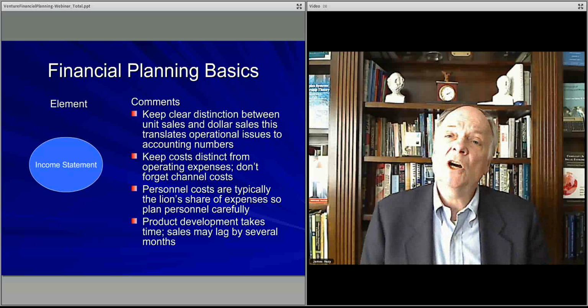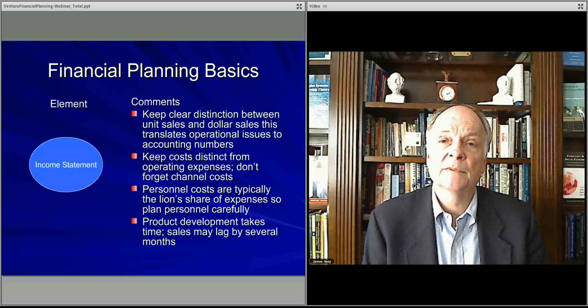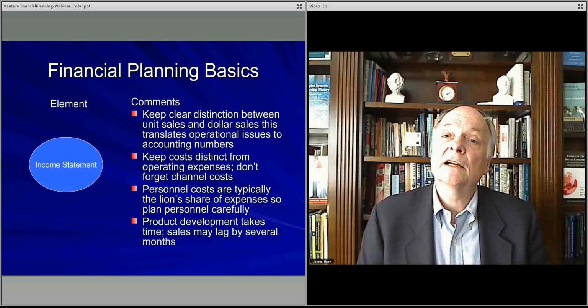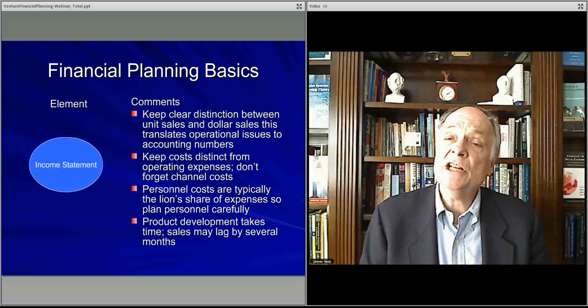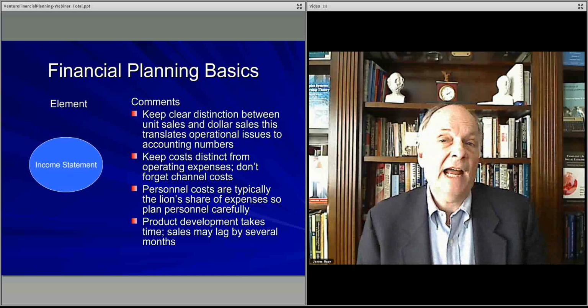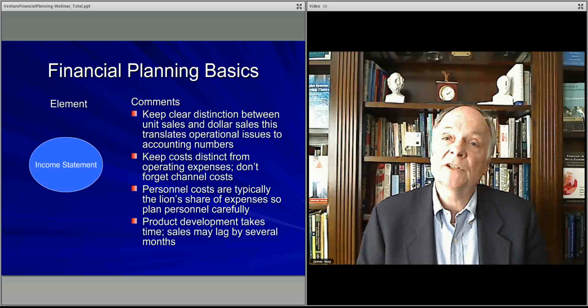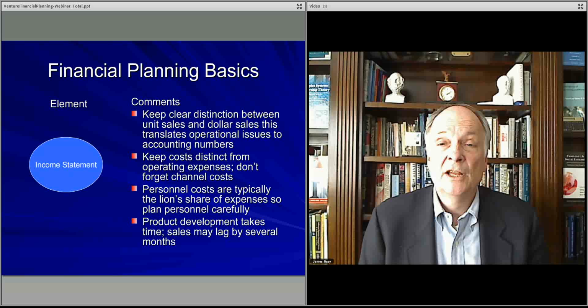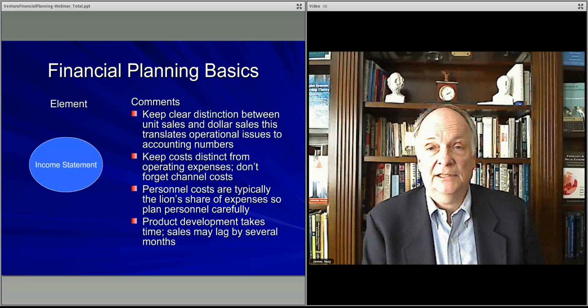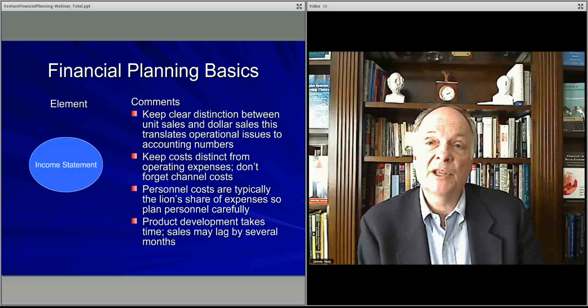You want to keep costs distinct from expenses. The reason for that is costs you have to expend just to get the revenue. In other words, if you're running a taxi service, you have to pay for the car and the driver to pick somebody up, even to get the revenue. So there's no chance whatsoever of you cutting back on your cost and still keeping your business going.